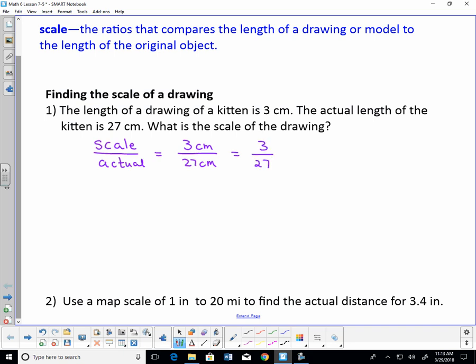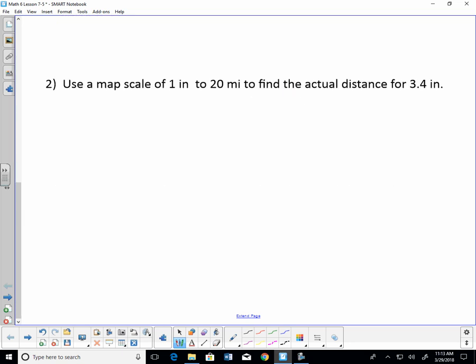scale, which we can reduce to lowest terms by dividing by 3. If I divide 3 by 3, I get 1. If I divide 27 by 3, I get 9. So the scale is 1 centimeter to 9 centimeters. That means every 1 centimeter on the scale, the actual thing is 9 centimeters long. So that's our scale.